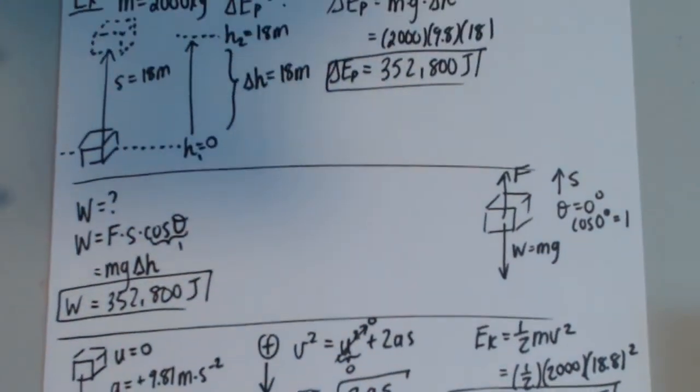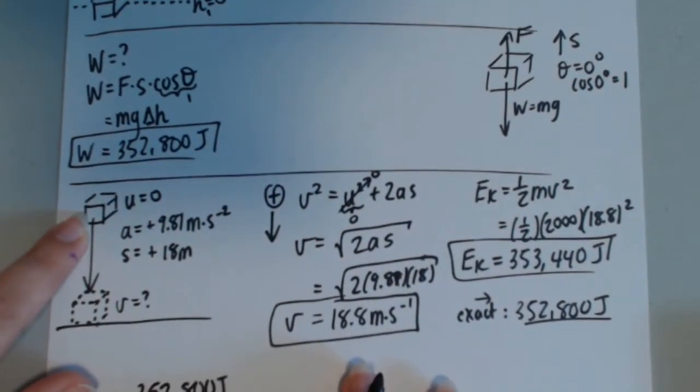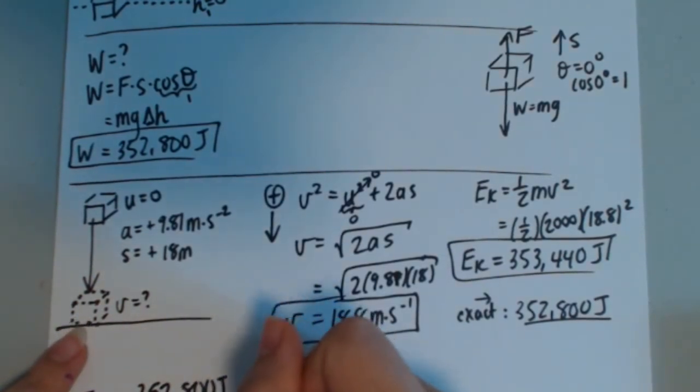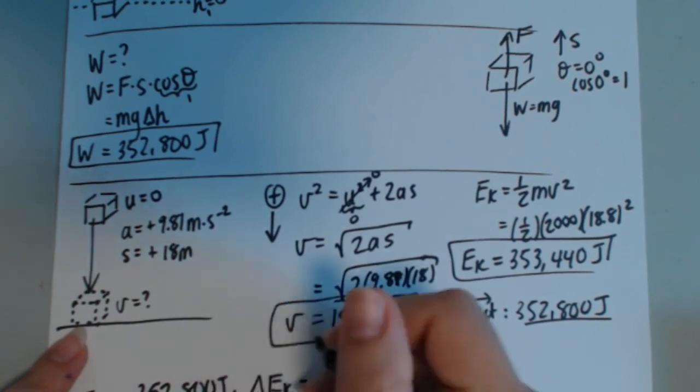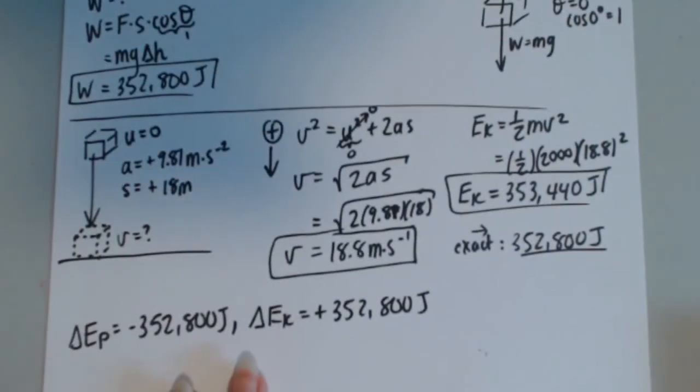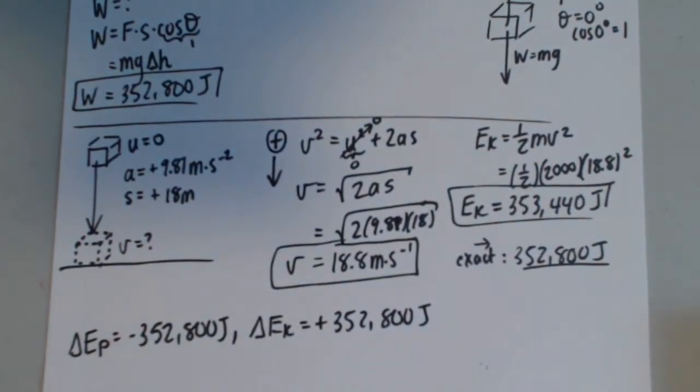On the other hand, when this crate starts at the top, and I've drawn this here as well, the speed is 0. So its starting kinetic energy is 0, but its starting potential energy is at a max. When it falls, it gains speed, but it loses height. So when it gets to the bottom, it has 0 potential energy, but it has maximum kinetic energy. So that means the kinetic energy actually gained, so plus 352,800 joules. Now in this circumstance, we're assuming that no energy is being converted to thermal energy due to drag, air resistance, those types of things.